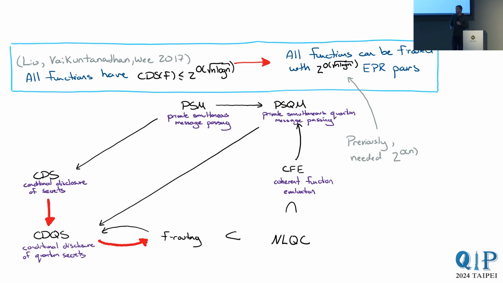Okay, that came as quite a surprise because, as I mentioned previously, we needed an exponential number of EPR pairs. And I think if you asked me or any of my co-authors before this project, we would have guessed that there was also an exponential lower bound, and you really would have needed that.